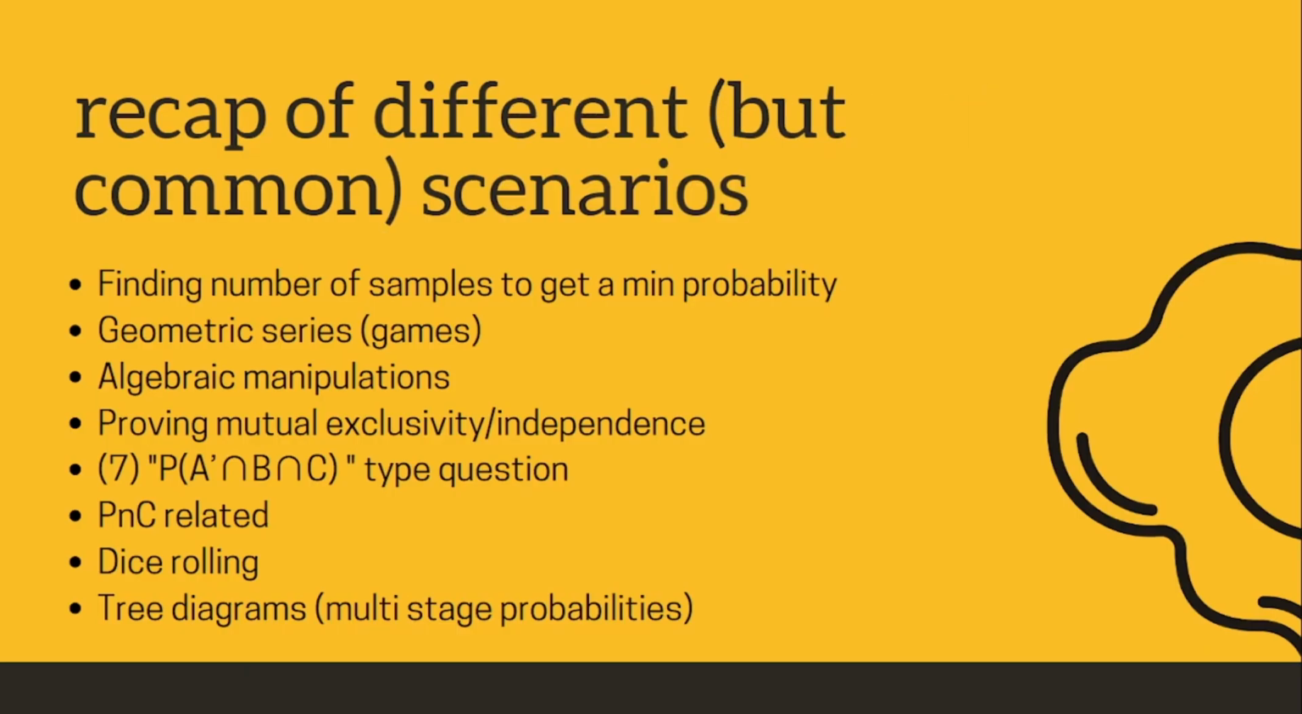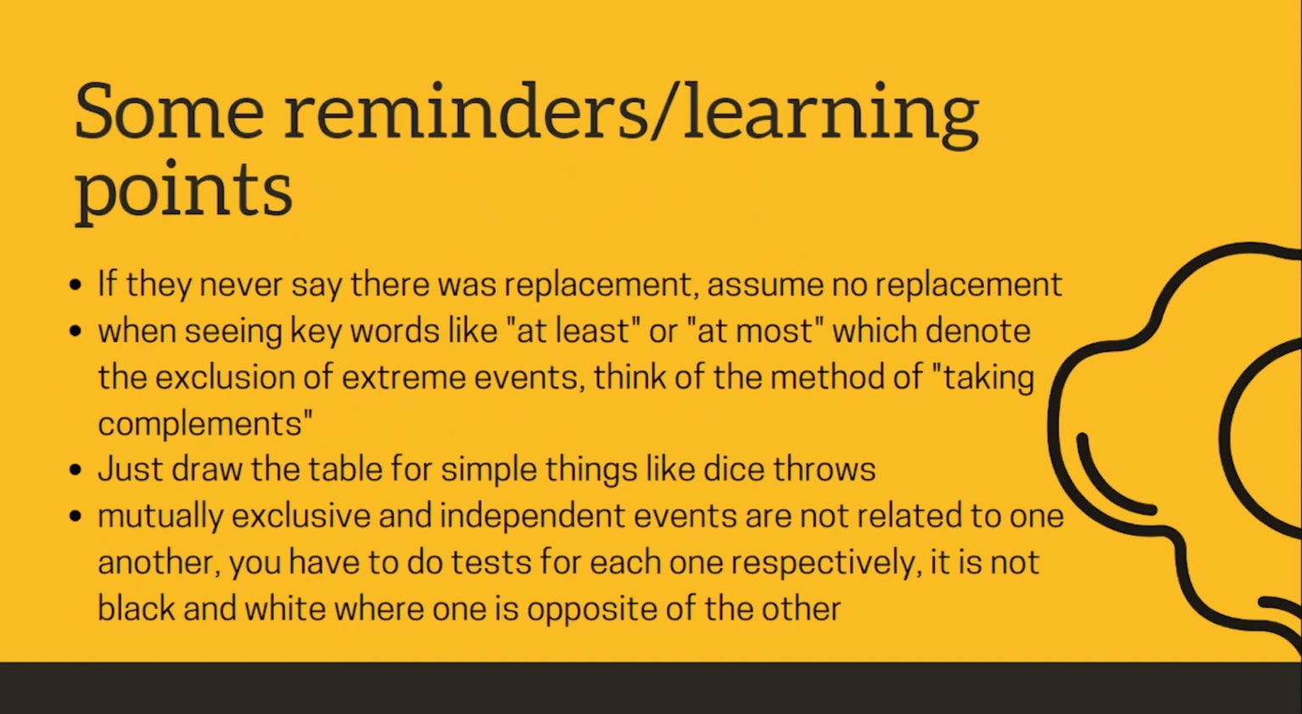So this is just a recap of the different scenarios that we went through. We can then be finding the minimum number of samples to get a minimum probability. We can be finding what happens in a geometric series, like algebraic manipulations, proving mutual exclusivity or independence, or in the case of finding a probability of A with B and C together, those types of questions. There will also be P and C questions, some dice rolling, as well as some tree diagrams in the case of multi-stage probabilities.